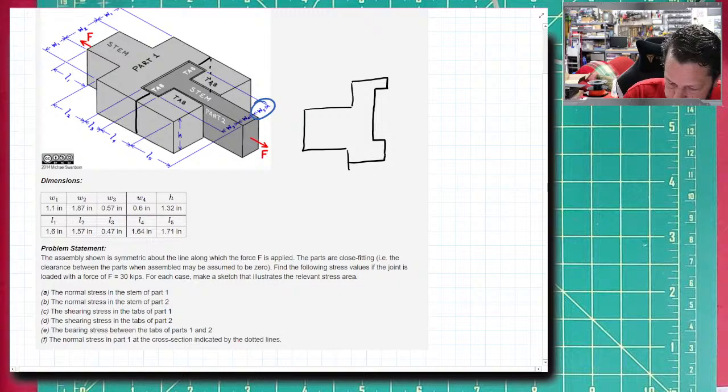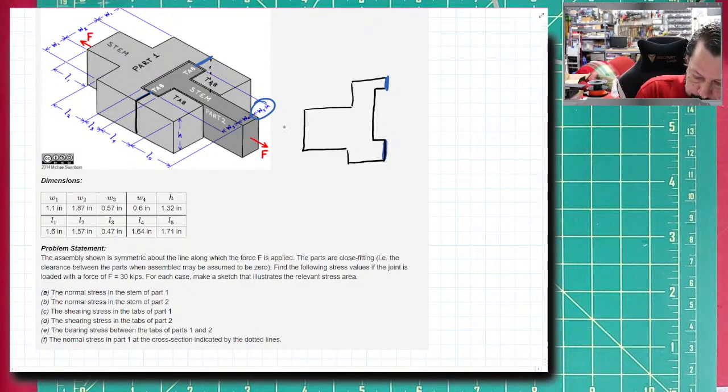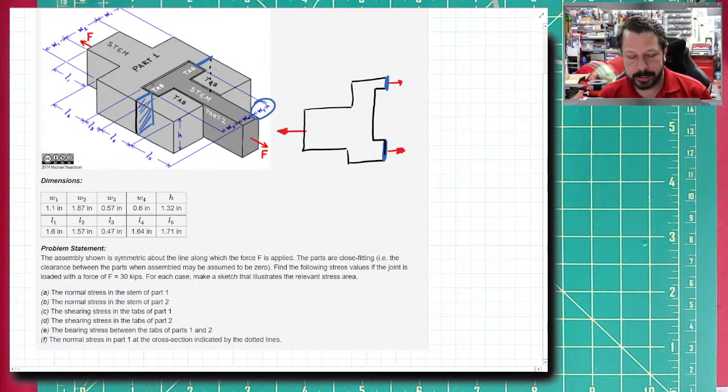Well, it's not that thick. Something like that. Where this line right here is right here, and this line is right here. So somehow it's a normal stress. It's not a shear stress because the force is perpendicular to these areas that we're talking about. The area being right here and the corresponding one on the other side of the part.